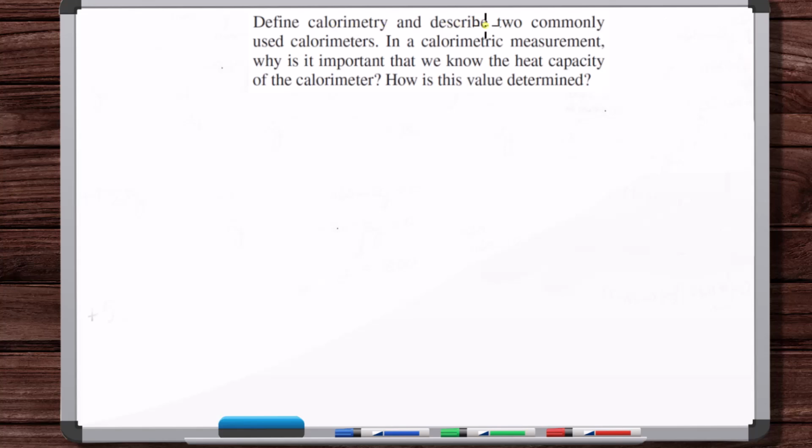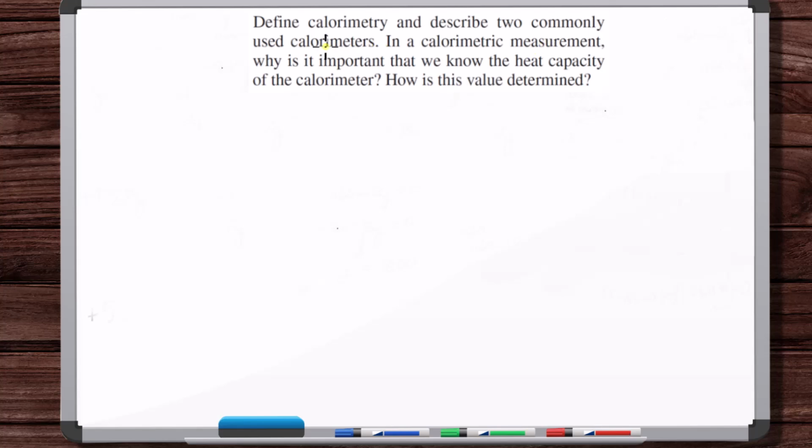Define calorimetry and describe two commonly used calorimeters. In a calorimetric measurement, why is it important that we know the heat capacity of the calorimeter? How is this value determined? So calorimetry, the definition is, it's the measurement of heat changes. That's what calorimetry is. It's the systematic measurement of heat changes.